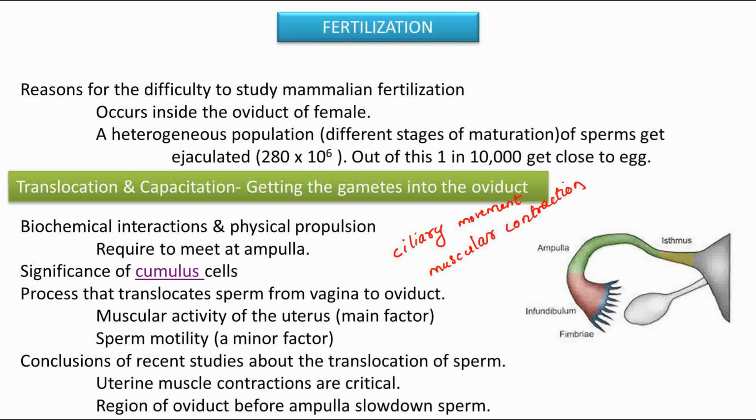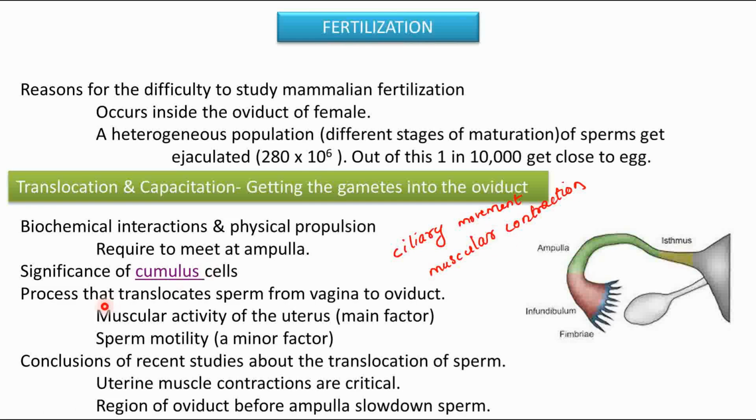Ciliary movement of where? Ciliary movement of the epithelial cells of the fimbriae propels that ovum along with the cumulus to the ampulla, as well as the muscular contraction of the fimbriae epithelium. It helps to propel that mature ovum along with the cumulus cells to the ampulla. So these are the two forces that help to propel the mature ovum to the ampulla.